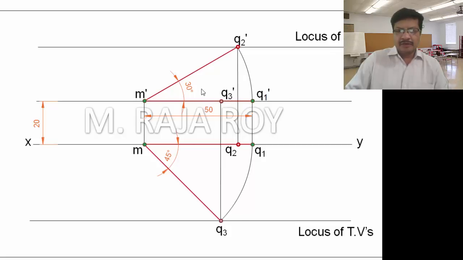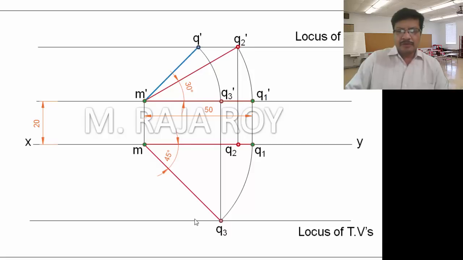Now to get the final front view, take M dash as center, M dash Q3 dash as radius, draw an arc onto the locus of front views. Now this point is Q dash. The line joining M dash and Q dash will give the final front view.